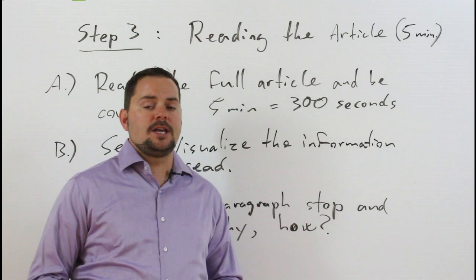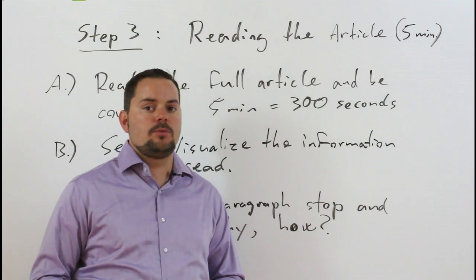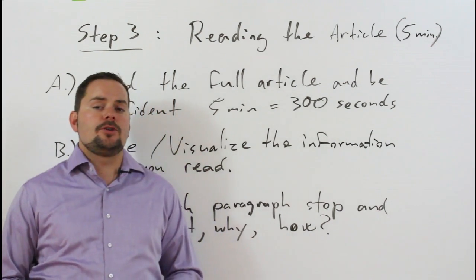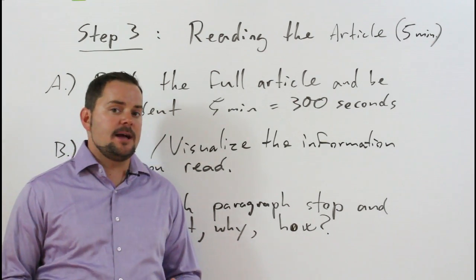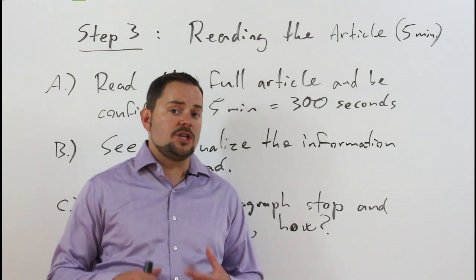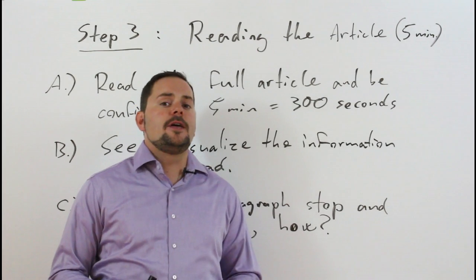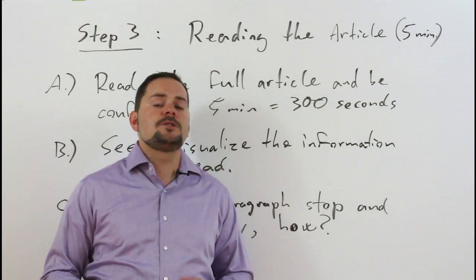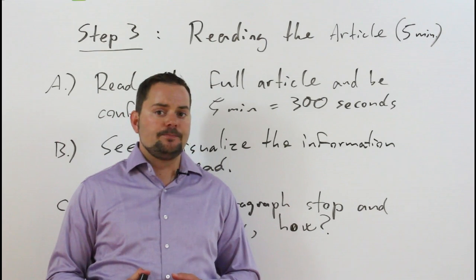Why does the author say this? Or why is this information important? And then how does the author show this? So what is the example? If you can answer these 3 questions clearly for each paragraph or each part, then you should have no problems answering the questions after.